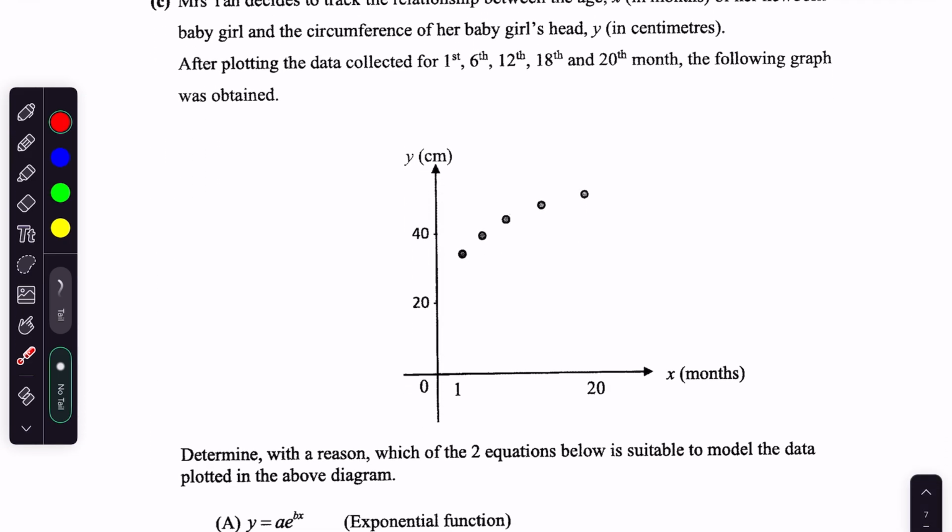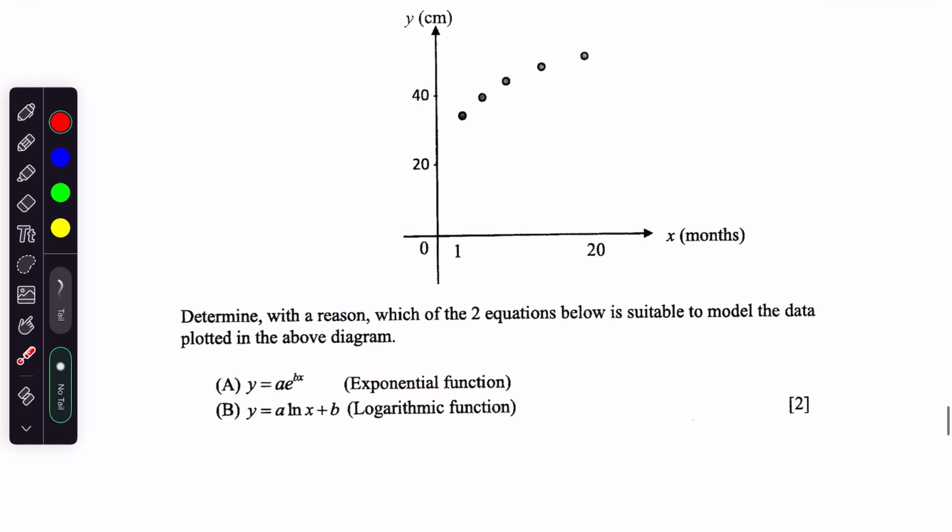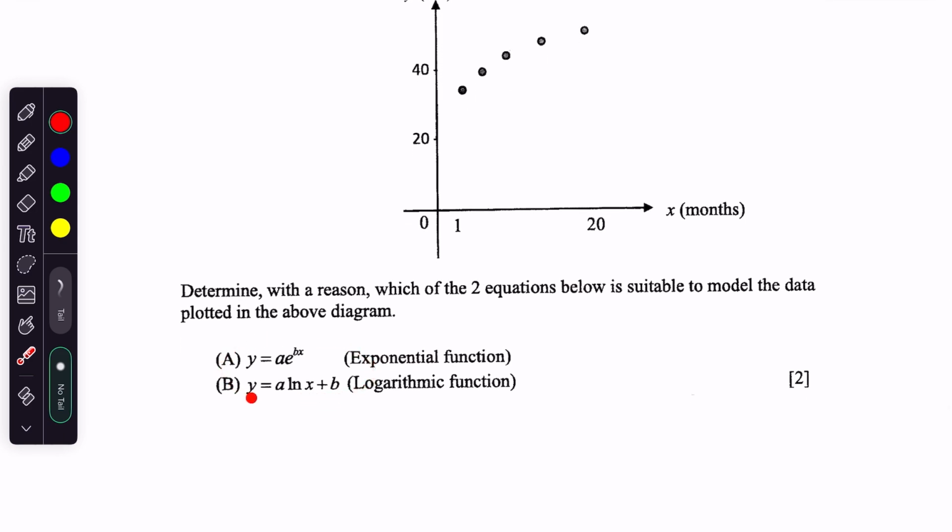You don't really need to read this. Basically, they collect some data. We have something that looks like this. I have this scatter plot, right? I have some points on a Cartesian plane. Now they're asking you which of these two equations below would be the better equation to describe this relationship between the points. So what kind of graph does it look like? That's basically what they're asking.